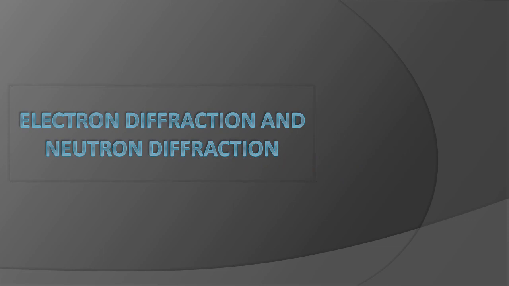Here we are going to discuss two types of diffraction. One is electron and one is neutron.